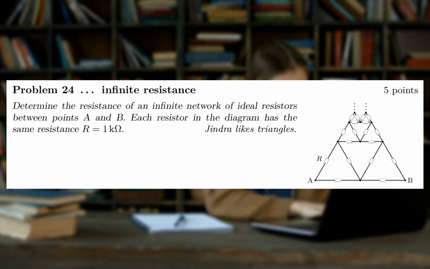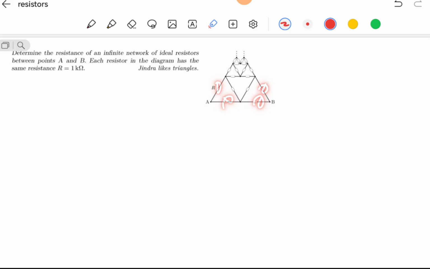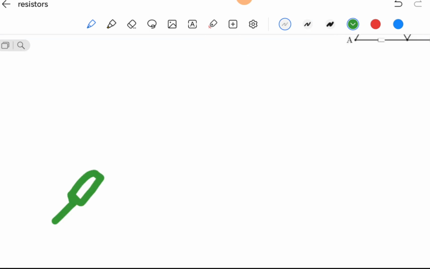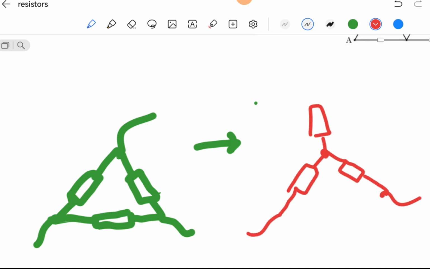The first thing we can notice is that all the resistors are identical and are positioned on the sides of equilateral triangles. At first glance, this problem seems quite complex. To tackle it, we need to recall a very interesting concept. We know that any triangle of resistors in our electrical circuit, often referred to as a delta, can be transformed into a star or Y configuration.